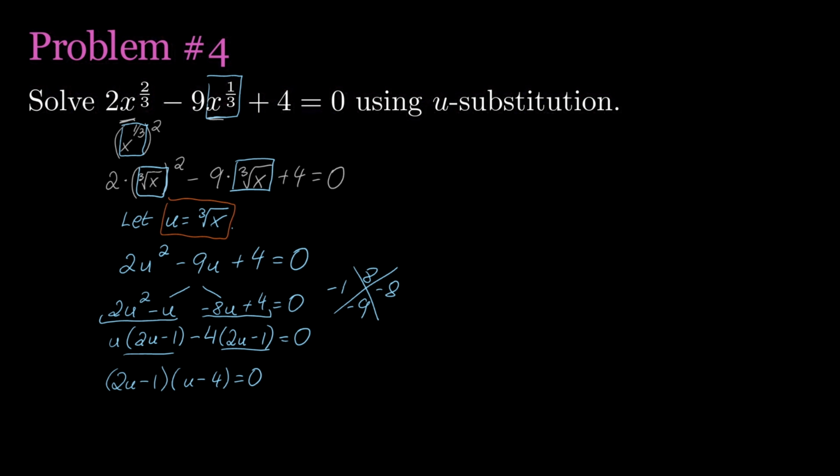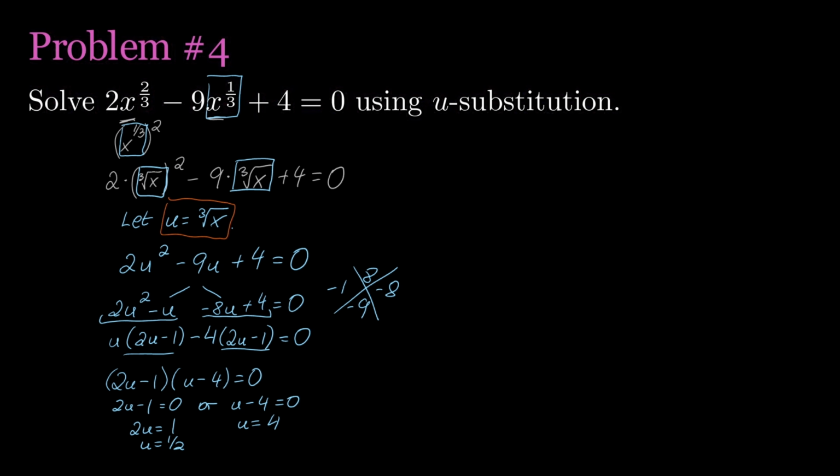Using the zero product property, we get 2u minus 1 equals 0, or u minus 4 equals 0. So after adding 1 to both sides of the first equation, we get 2u equals 1, and then dividing both sides by 2 results in u equals 1/2, while in the other one, adding 4 already gives us u equals 4.